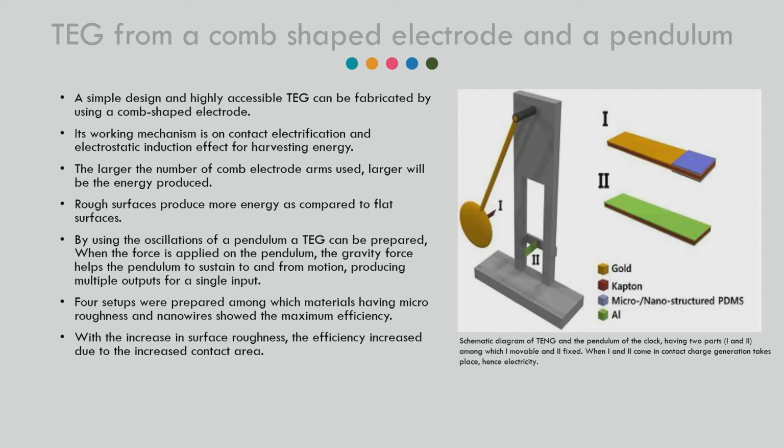By using the oscillation of a pendulum, a triboelectric generator can be prepared. When a force is applied to the pendulum, the gravity force helps the pendulum sustain its to-and-fro motion, producing multiple outputs for a single input. Four setups were prepared, among which the material having micro roughness and nanowires showed the maximum efficiency. With the increase in surface roughness, the efficiency increased due to the increased contact area.